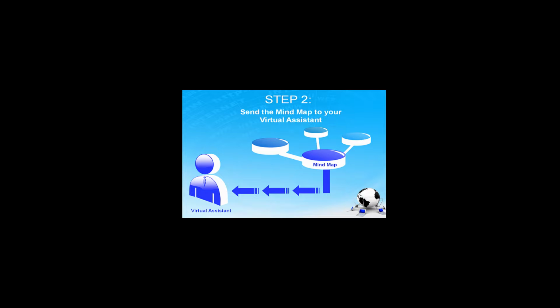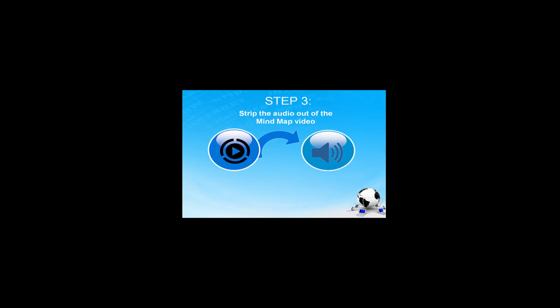So step 3 is for your virtual assistant to strip the audio out of your mind map videos. They might use Keynote to strip the audio out, or they might use Pro Tools or something like that. But Keynote's probably one of the easiest ways and the simpler systems to use to strip the audio out of your mind map video.